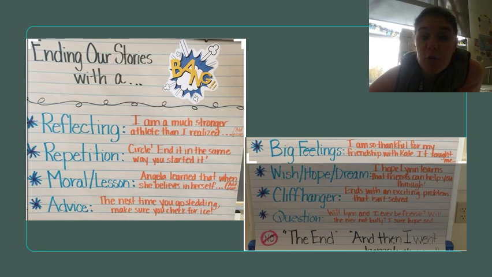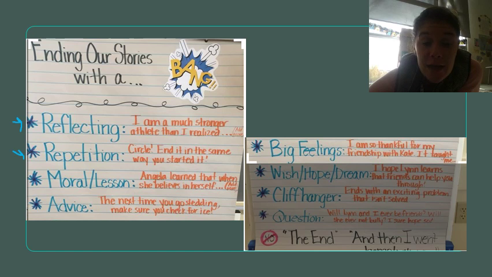I have a couple of visuals here that I think could be helpful when it comes to ending your story. There are a few different things to think about. One of the things that you could think about is ending your story with some sort of reflection. A reflection is something that is like an aha moment that the main character has. Here's an example: I reflect on a situation that happened and I realized I'm a much stronger athlete than I thought. Repetition is another way to end a story.